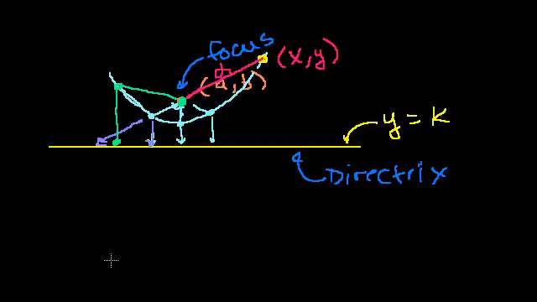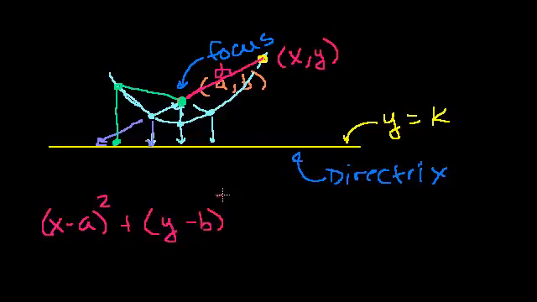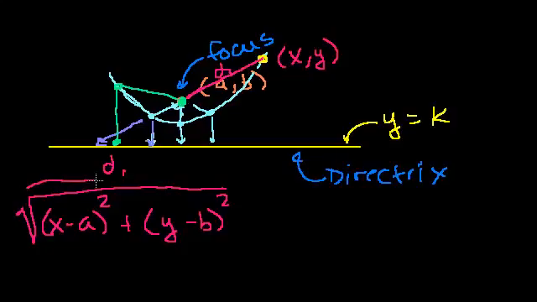d1. Well, we just use the distance formula. It's x minus the x coordinate of the focus, so it's x minus a, squared. So the difference in the x's squared, plus the difference in the y's squared, y minus b squared, the square root of that. So this is the distance to the focus. So I'll call that d1. That's this distance right there.